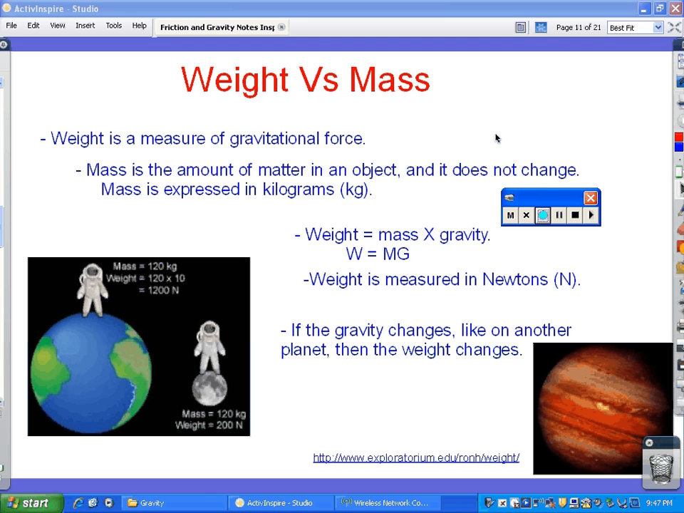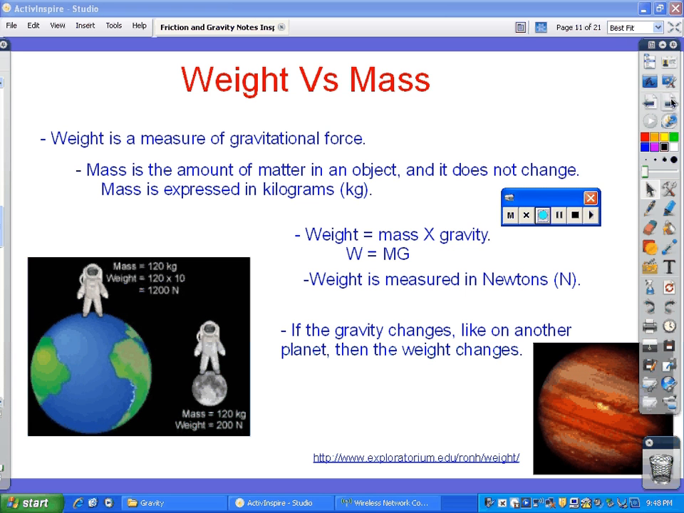It's the easiest way to think about it. What does change is gravity. Weight is equal to mass times gravity. It's oftentimes just referred to as W equals mg, which is weight equals mass times gravity. So when you go to another planet, your weight will change because the gravity is different. But your mass doesn't change. You're still made of the same number of atoms.